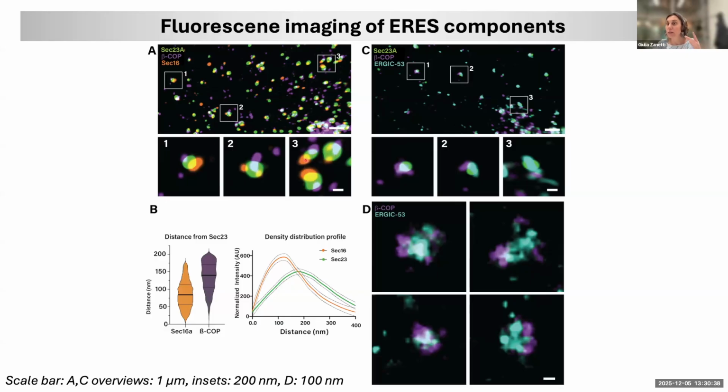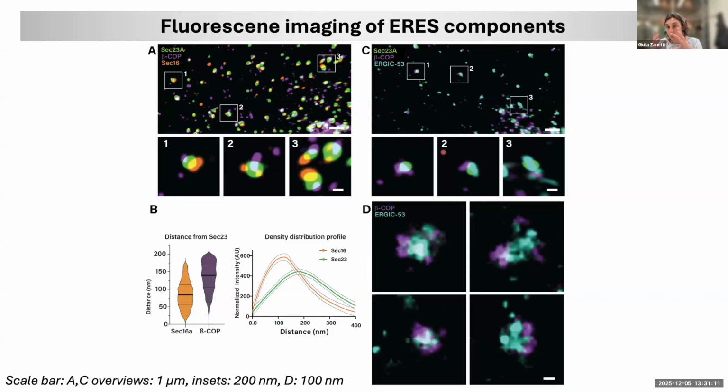So it looks like what we're seeing is very consistent with Sec23 being somewhere in between the ER membrane and the COP1 coated membranes. Okay. Here we have repeated the same experiment with Sec23, COP1, and ERGIC 53. Now, ERGIC 53 is a marker of the ERGIC compartment, the ER to Golgi intermediate compartment. And again, we see this sort of 3-way localization.